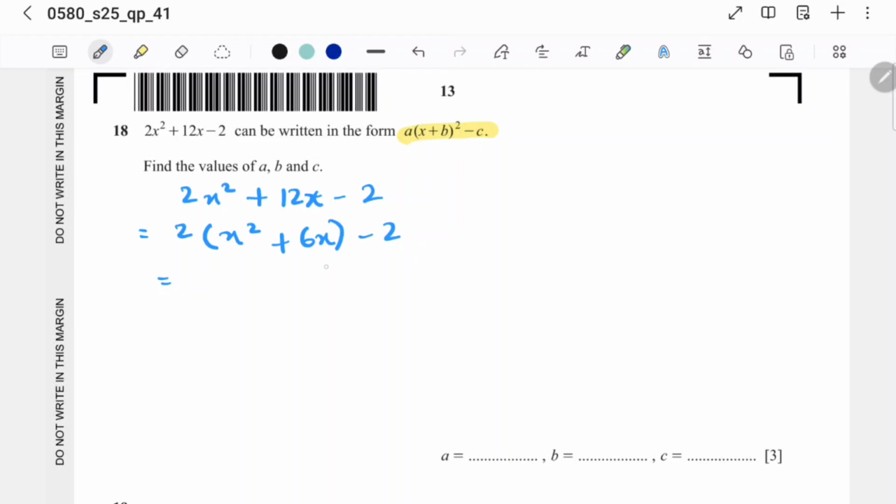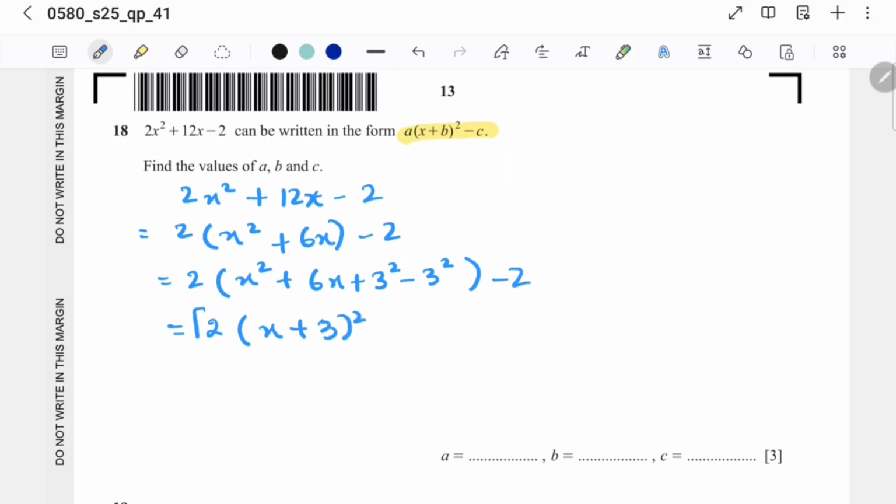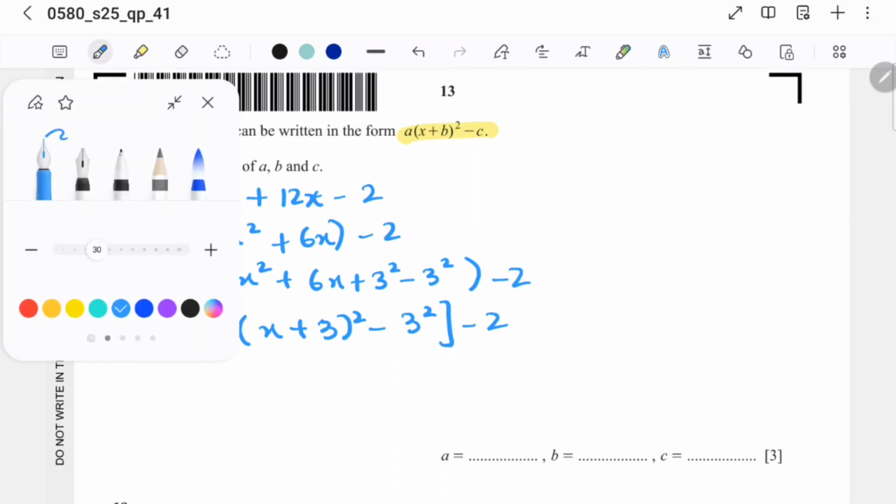Then the coefficient of x is 6, half of it is 3. So add 3 squared and minus 3 squared. We just see the coefficient of x and then half of it and square of it and add and subtract. You will be getting x plus 3 whole squared, and then minus 3 squared minus 2. Why are we keeping the bracket like this? Because minus 3 squared was also inside it, and 2 was common with this as well.